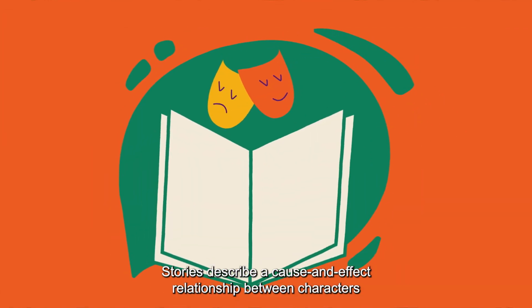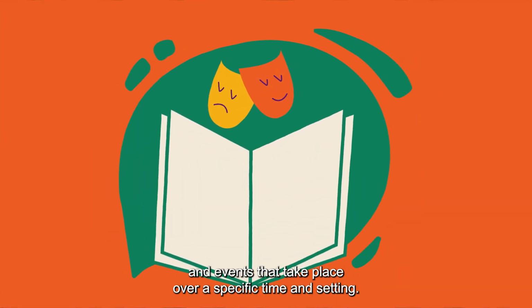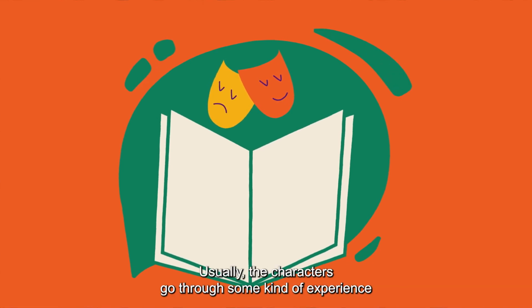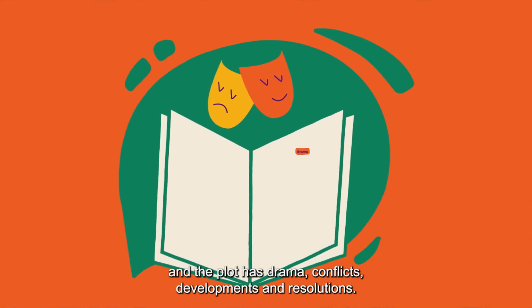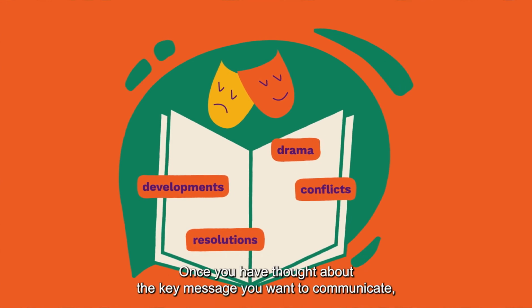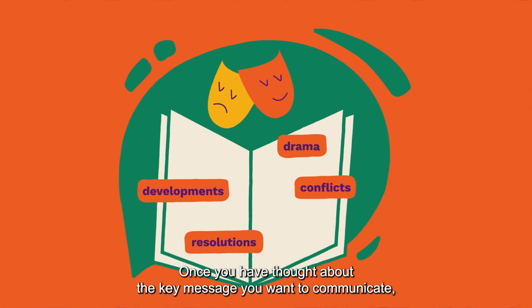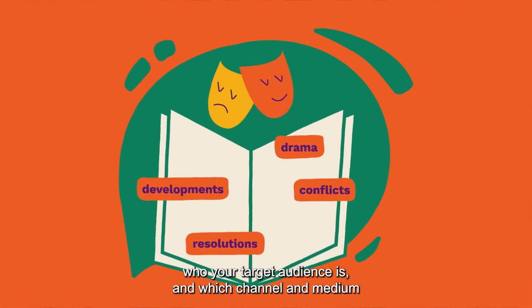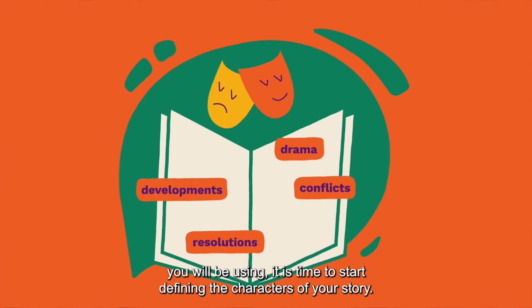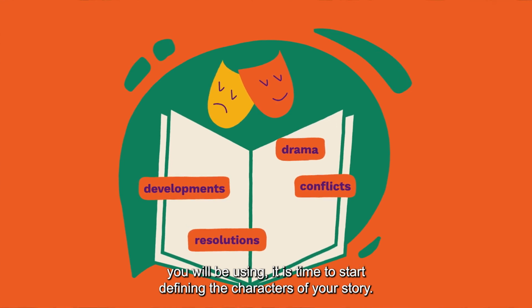Stories describe a cause and effect relationship between characters and events that take place over a specific time and setting. Usually, the characters go through some kind of experience, and the plot has drama, conflicts, developments, and resolutions. Once you have thought about the key message you want to communicate, who your target audience is, and which channel and medium you will be using, it is time to start defining the characters of your story.